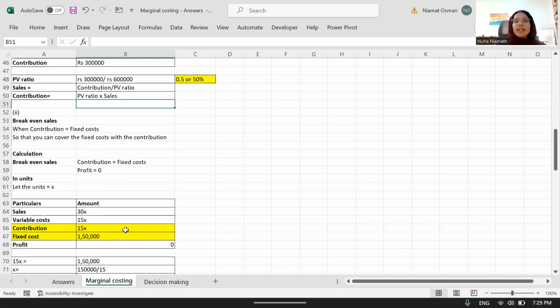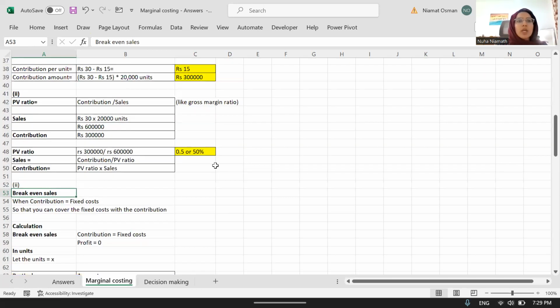Now let's move into the next part, which is called break-even sales. Now, what is break-even sales? Very important concept, because you will be able to make a lot of answers from this one particular concept. Now, what is break-even sales? Once you understand the concept, everything should be easy. Break-even sales is basically the sales when your contribution is equal to your fixed cost.